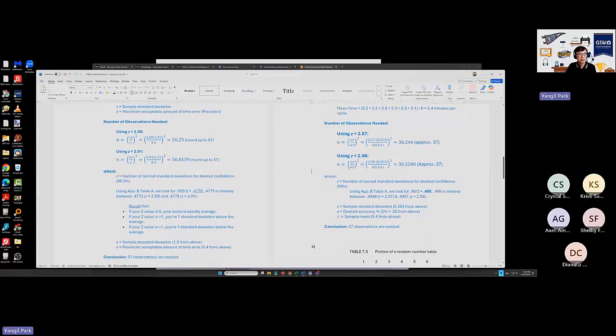So the only difference is just your denominator, because the error term was not known.